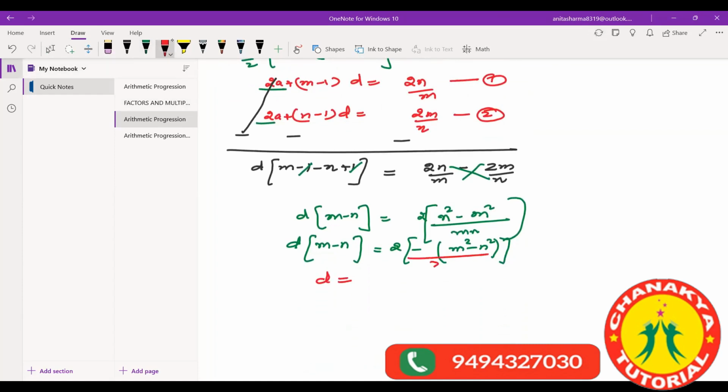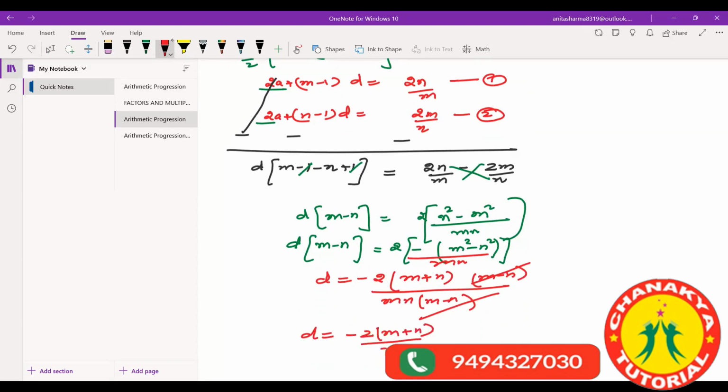The value of d will be divided by mn also. The value of d will be minus 2 into m plus n into m minus n divided by mn into m minus n. So m minus n cancels. So the value of d will be minus 2 into m plus n upon mn. Yes, children, have you got this value? Yes, ma'am. Now try to find the value of a.